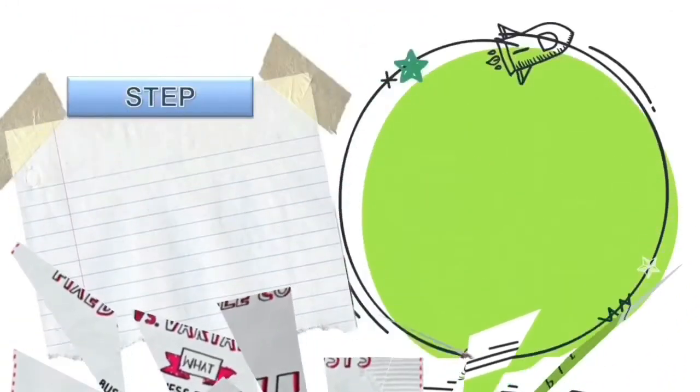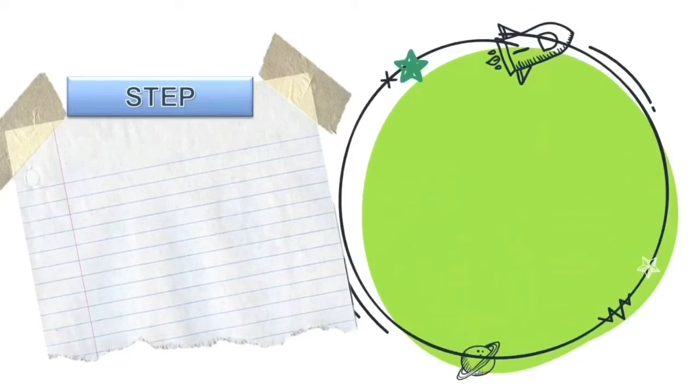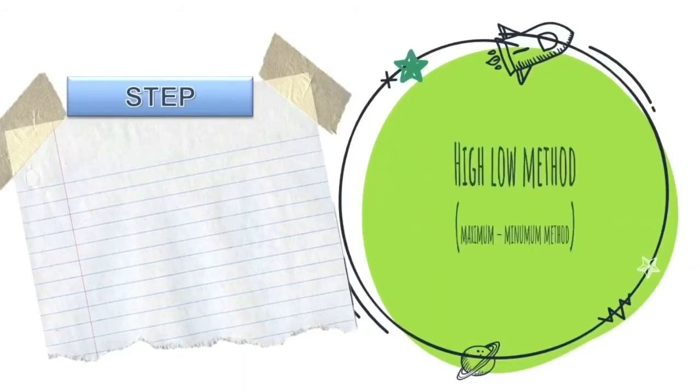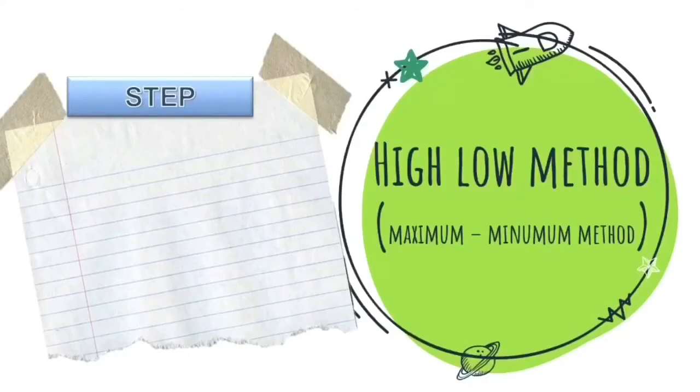Now, let's jump into the very important things that you need to know. From the beginning, I already said an industry or an organization controls its cost management or solves its financial problems using the high-low method. The high-low method is also called the maximum-minimum method. Basically, it has 4 simple steps.